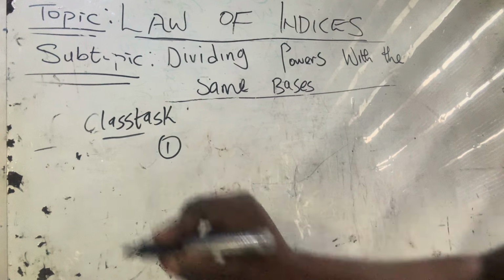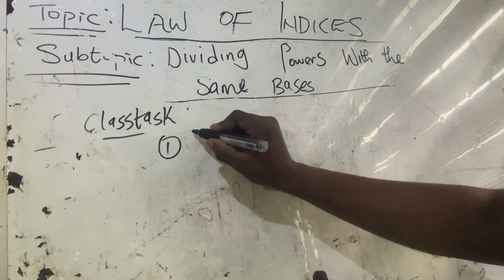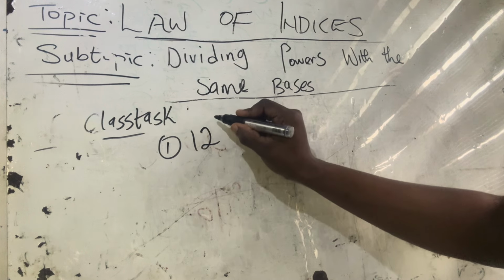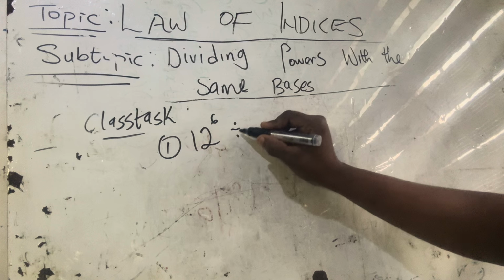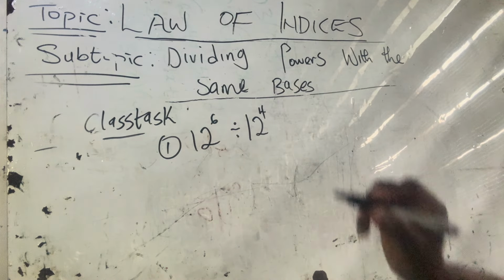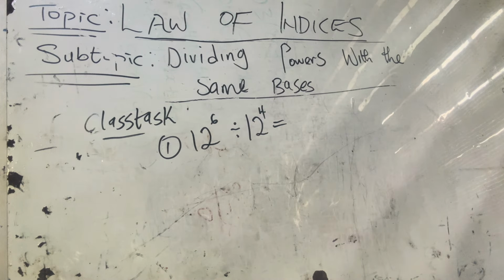Number one. 12 raised to power 6 divided by 12 raised to power 4. Using the short method, after the count of 10, you have to give me the answer.